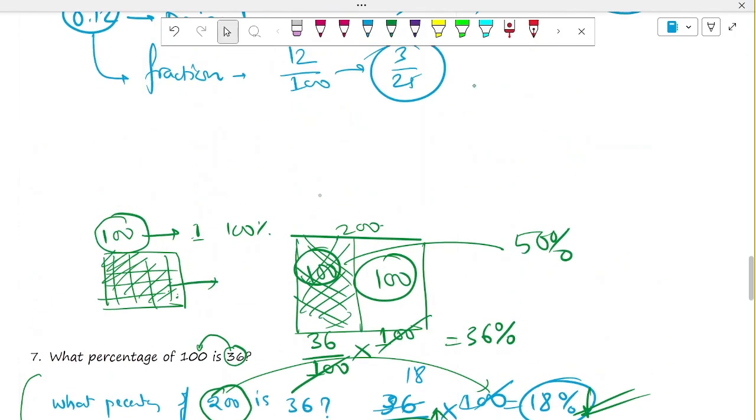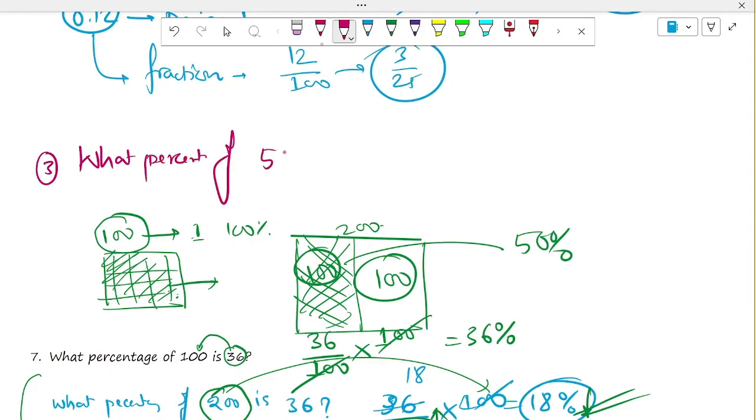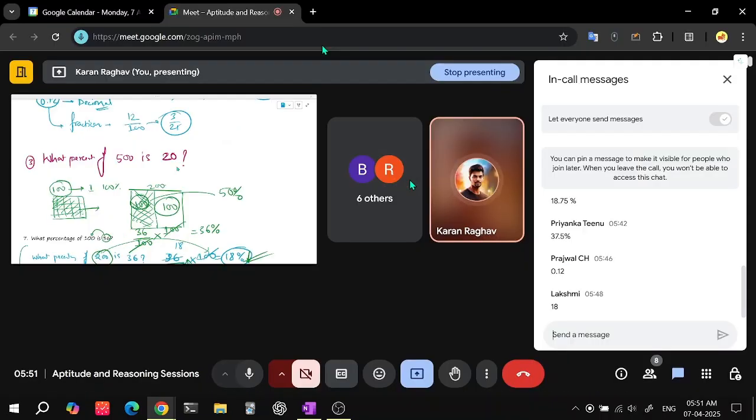If you take the same question, third one, what percentage of 500 is 20? Now just try to answer this question. You need to identify 20 is what part of 500 and then convert it into percentage. So you need to follow the same format while solving this. Any answers?